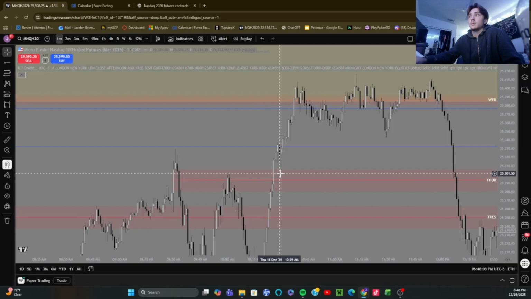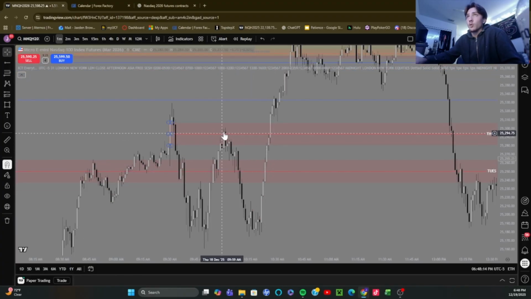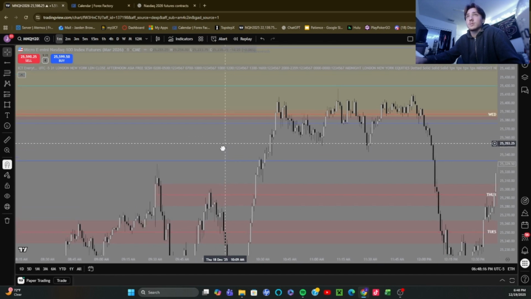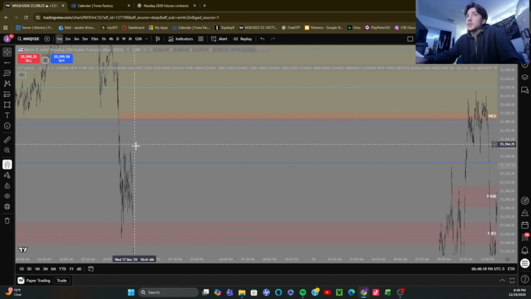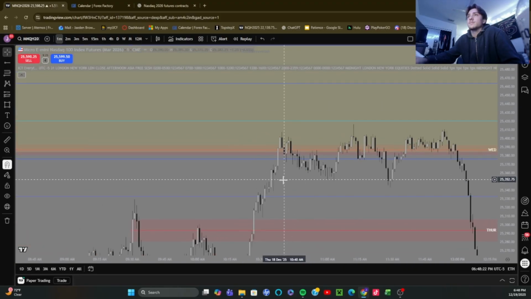We didn't even tap Thursday's first presented. We didn't even get to equilibrium. We didn't even tap this order block here. We're just bullish as hell because we wanted to take out these highs, which should have been taken out at 9:30, but just weren't. I don't know.